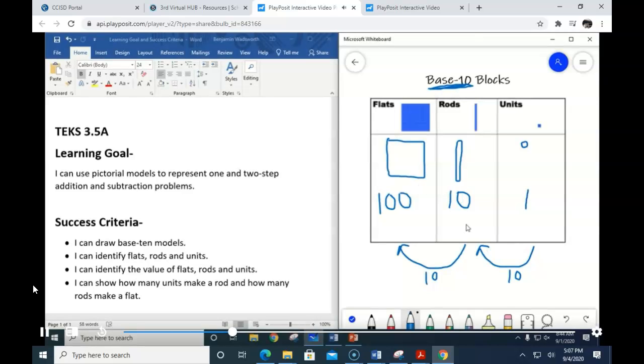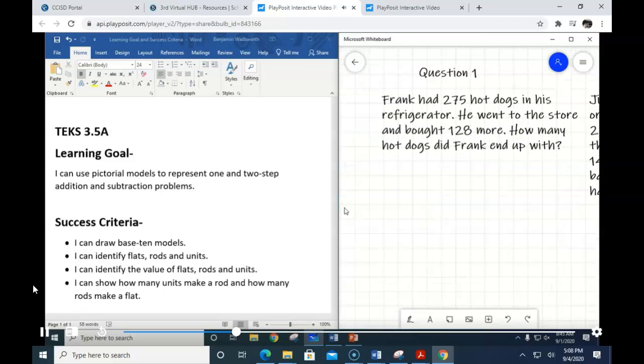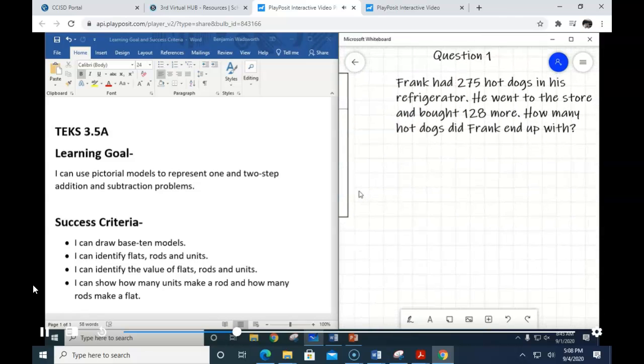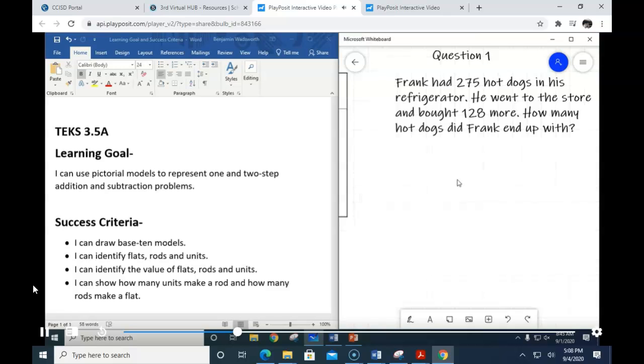Okay, so now we're going to get into the I do portion of the lesson. I'm going to start modeling how to use our flats, rods, and units to start solving. All right, so we're going to move right over here to question number 1. All right, and I'll go ahead and read it for you.